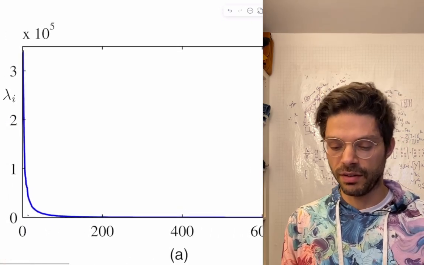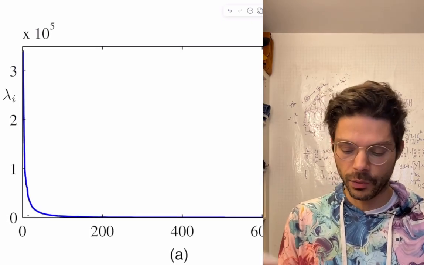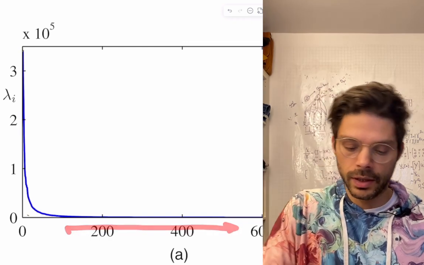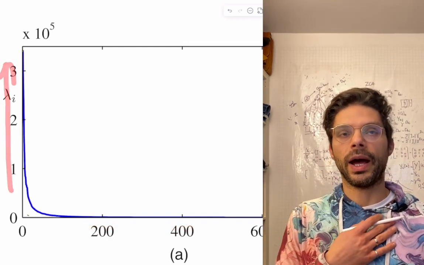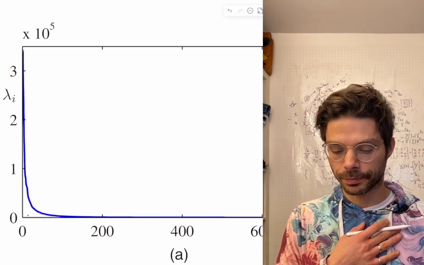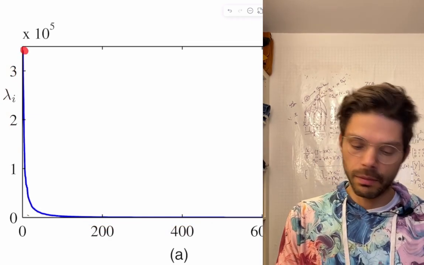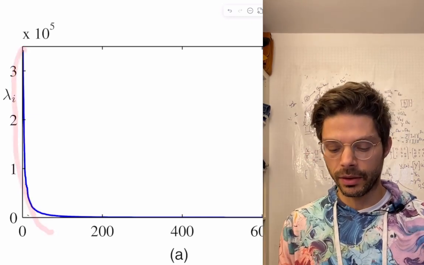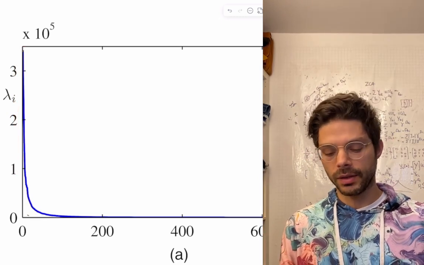So this is the very first plot. On the x-axis, we have the principal component. On the y-axis, we have the amount of variance that it captures. In many data sets, you get a picture like this, in my experience. It's not always quite so sharp as this.